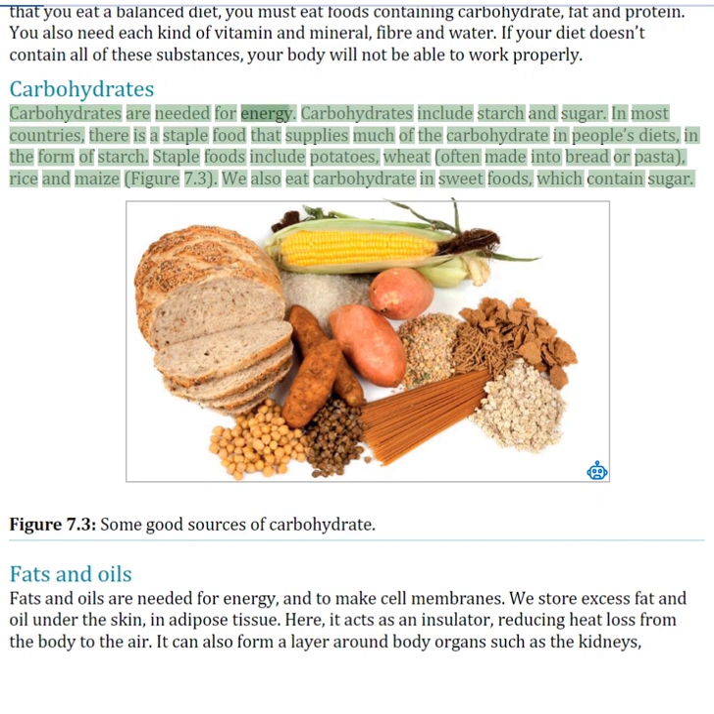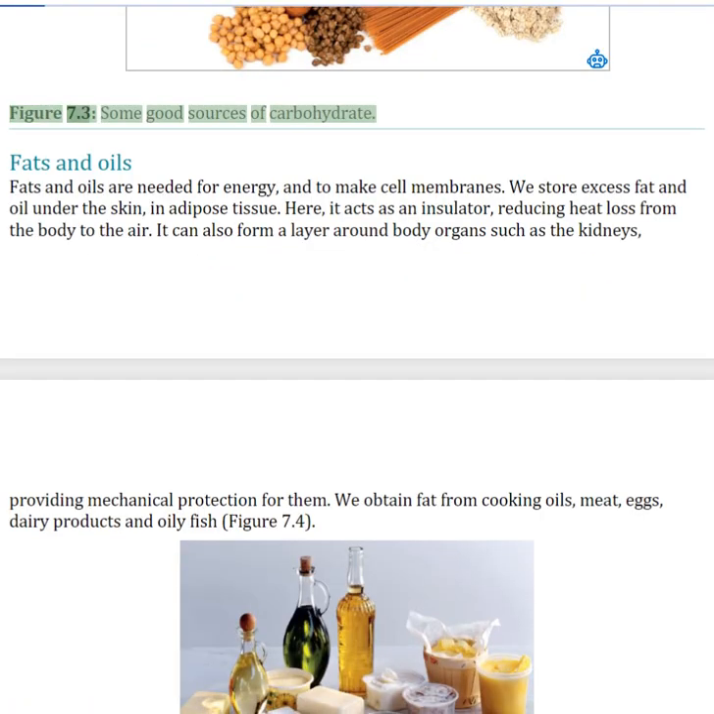Carbohydrates are needed for energy. Carbohydrates include starch and sugar. In most countries, there's a staple food that supplies much of the carbohydrate in people's diets, in the form of starch. Staple foods include potatoes, wheat, rice and maize. We also eat carbohydrate in sweet foods, which contain sugar. Figure 7.3, Some good sources of carbohydrate.